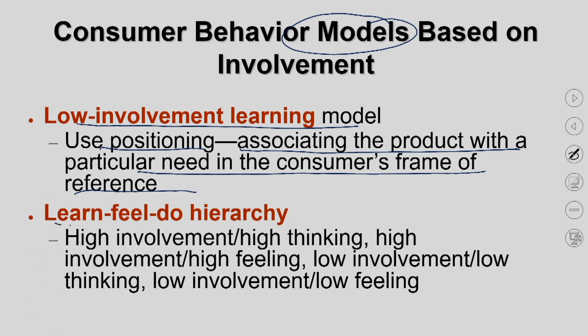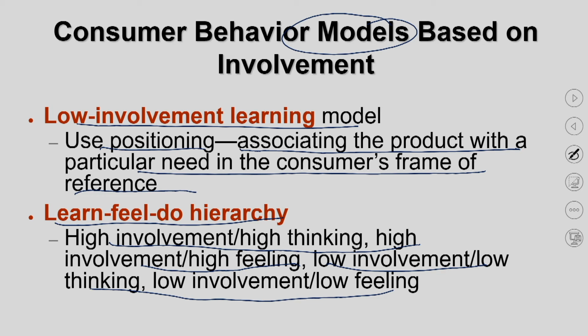Then there is something called the learn-feel-do hierarchy model. What the model suggests is high involvement, high thinking. It has 4 parts to it. We have high involvement, high thinking; high involvement, high feeling; low involvement, low feeling; and low involvement, low thinking. This is called the learn-feel-do model.